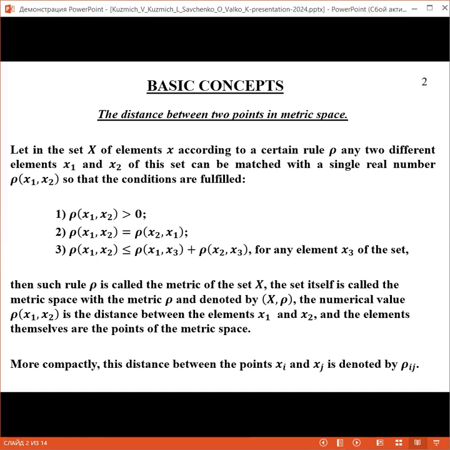The set itself is called the metric space with the metric ρ and denoted by (X, ρ). The numerical value ρ(x1, x2) is the distance between the elements x1 and x2, and the elements themselves are the points of the metric space. More compactly, this distance between the points xi and xj is denoted by ρij.